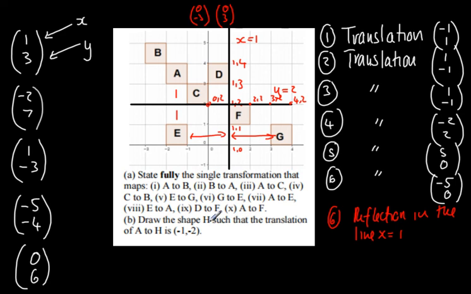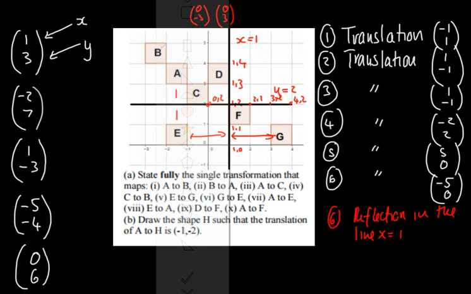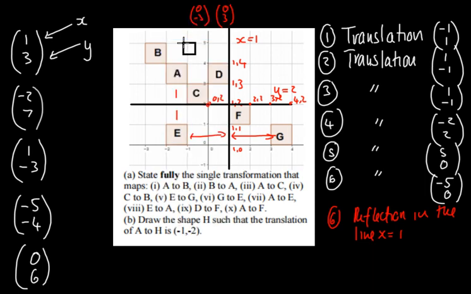Part B, draw the shape H such that the translation of A to H is negative 1, negative 2. There is a video on carrying out transformations. What we're doing here is naming them rather than carrying them out. But if we wanted to carry this out, A to H, negative 1, negative 2. So left 1 and down 2, and that would be just here. So let's go ahead and do that. Let's grab that one, and we will put, so left 1 and down 2, H would be just there. So that's what we would have. Again, reasonable.